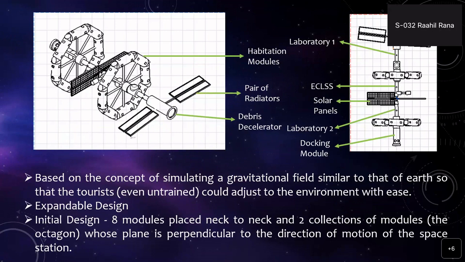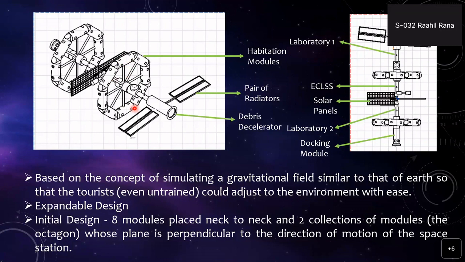a concept in which we will be able to simulate a gravitational field, which is much similar to that of the Earth, or the acceleration due to gravity of around 9.8 meters per second square on Earth. We will be able to simulate that using the distances between these modules and the angular spin which we have planned to inculcate in this. And also one of the most important aspects of the design is that it is an expandable design. In the future, we will be able to add many tourist modules, etc.